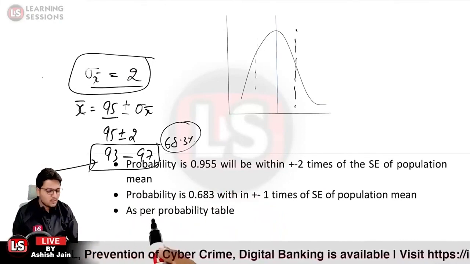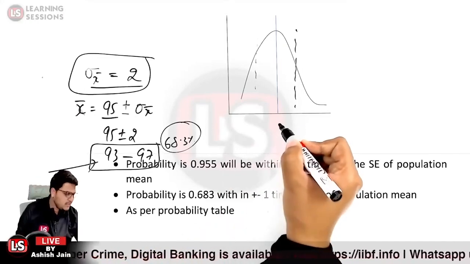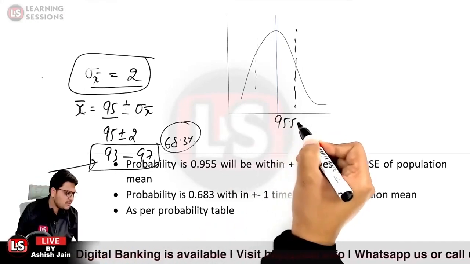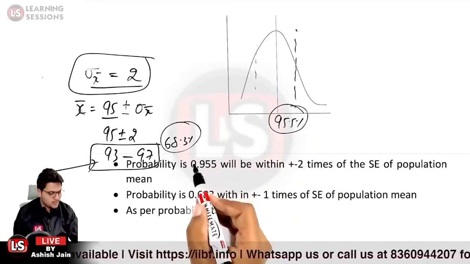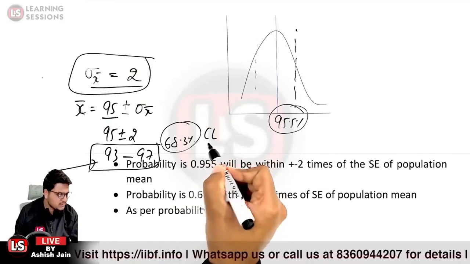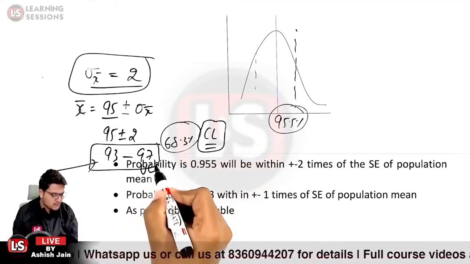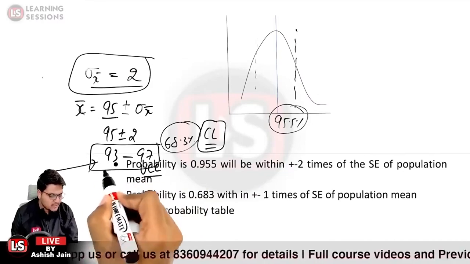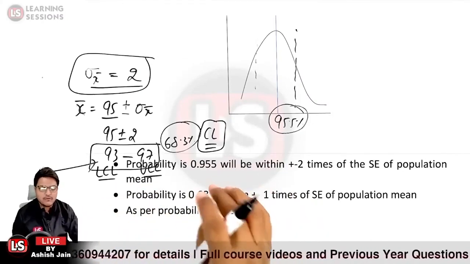And further, if we want to calculate the probability at the 95.5% confidence level, what is this said to be? This is said to be the confidence level. So 68.3% over here is the CL, the confidence level, and 97 is the UCL, the upper confidence limit, and 93 is the lower confidence limit. Okay, is that clear? So it is a confidence limit.